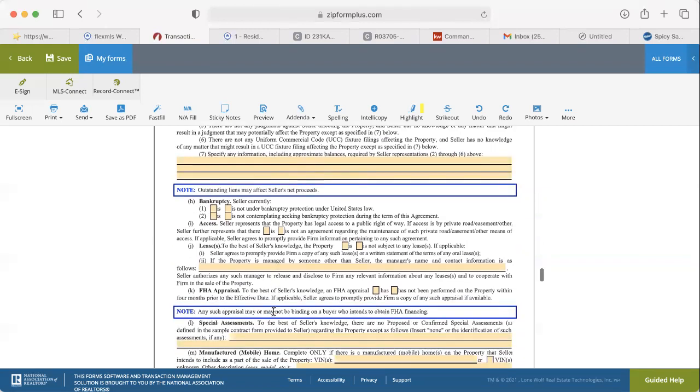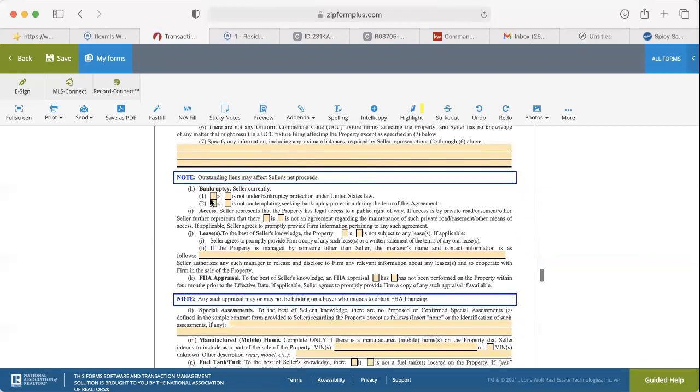And then it says bankruptcy. The seller is or is not under bankruptcy protection, or they're not contemplating seeking bankruptcy protection?